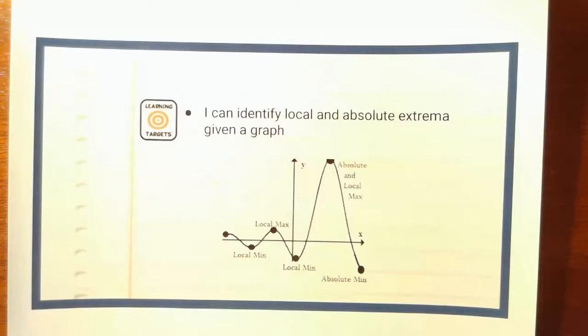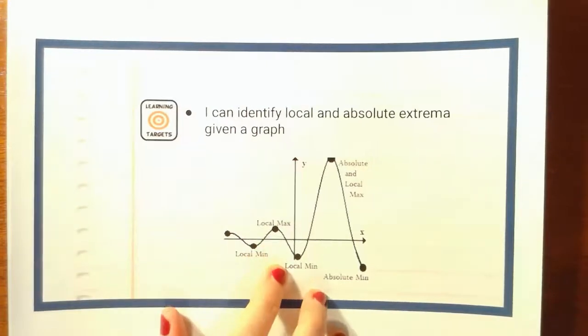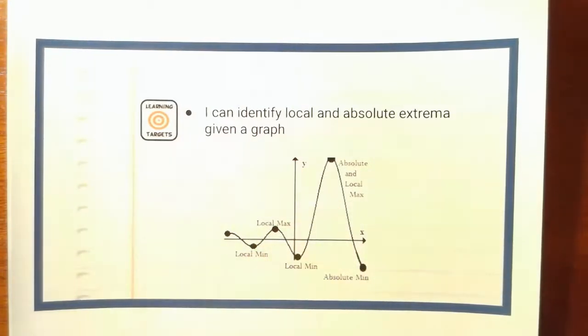extrema given a graph. So here I've given you a picture of a function defined on an interval, and you can see the key characteristics where the points are labeled as either absolute or local max and min points. And by the end of the video, you should be able to do this yourself.